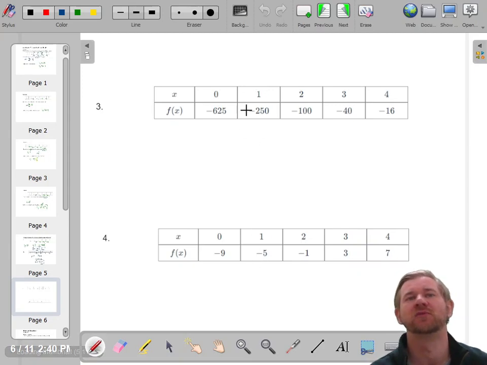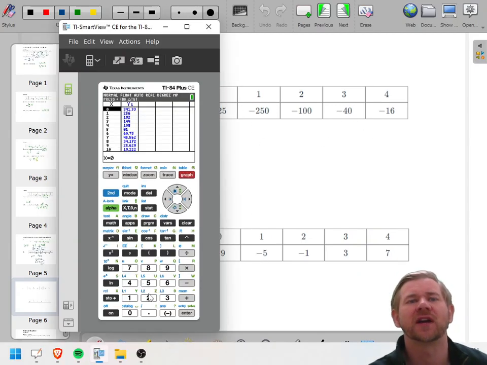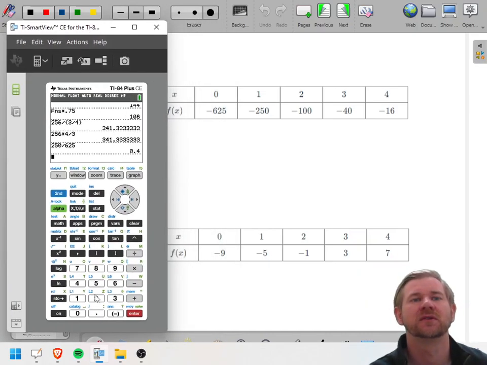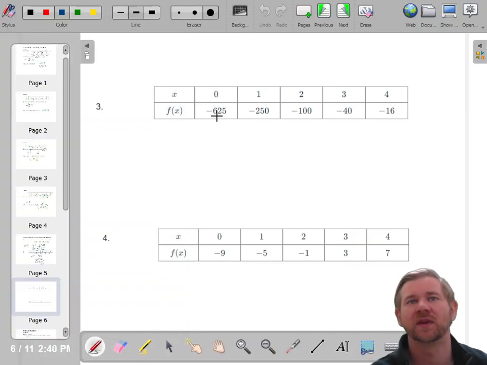One more. Well, I guess two more. Let's see. What's the pattern here? 625, 250. What fraction of 625 is 250? 250 divided by 625 is 0.4. So times 0.4, is that 250? Yeah. So each one of these is 0.4. So the growth factor is 0.4.